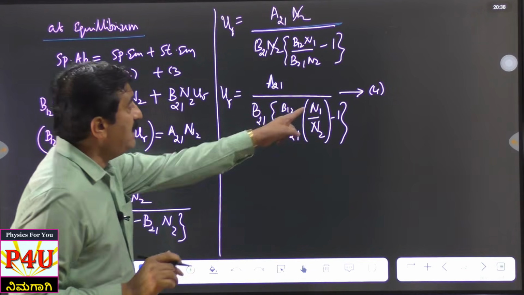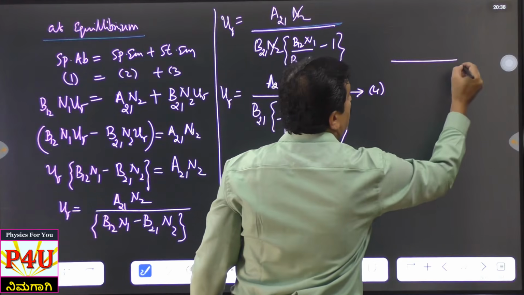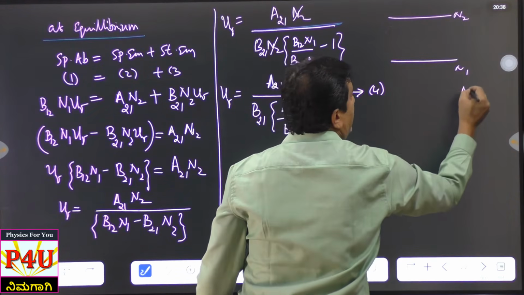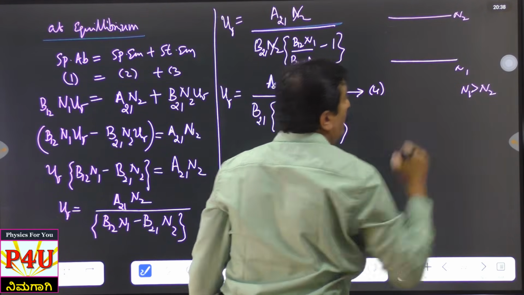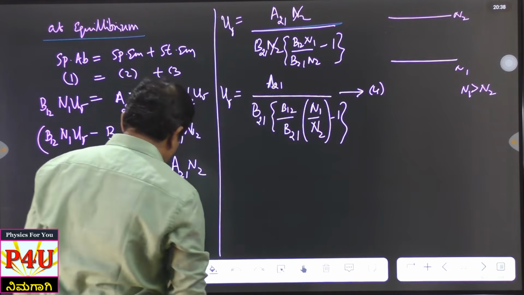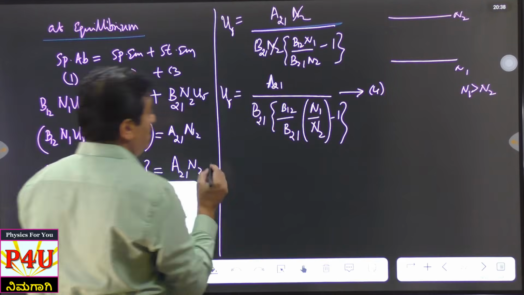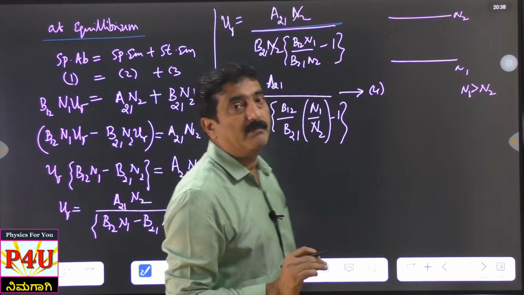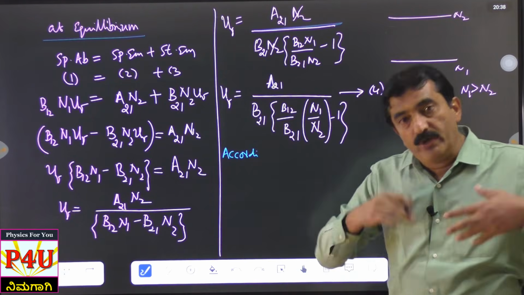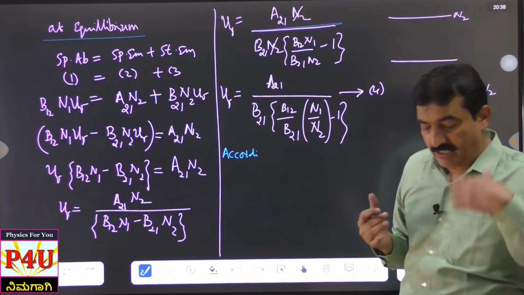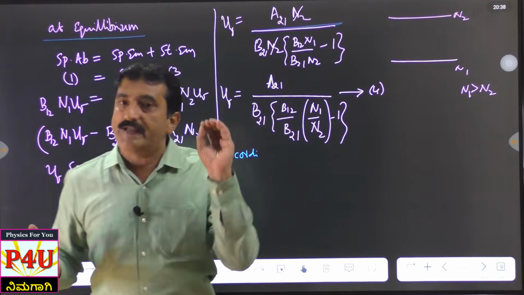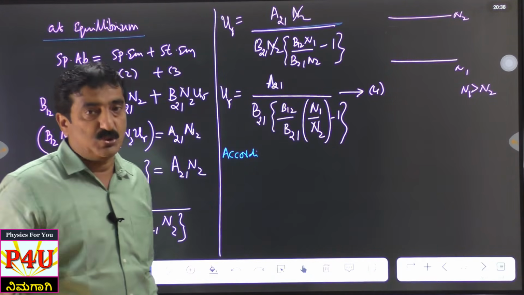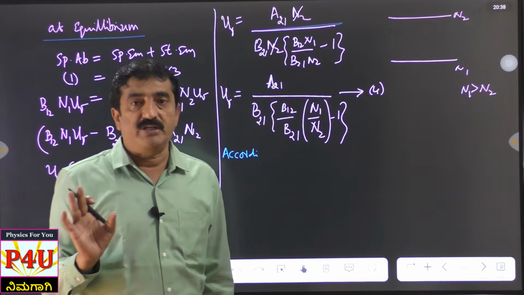Actually n1 is the number of atoms in the ground state. n2 means the number of atoms in the excited state. Definitely n1 is greater than n2. There is a relation connecting n1 and n2, which is called the Boltzmann equation. According to Boltzmann, we directly borrow this equation. This is the problem in derivation. Sometimes we borrow an equation without knowing it. Even though we have not studied it earlier elsewhere, sometimes we have to write it, so we have to remember those equations.